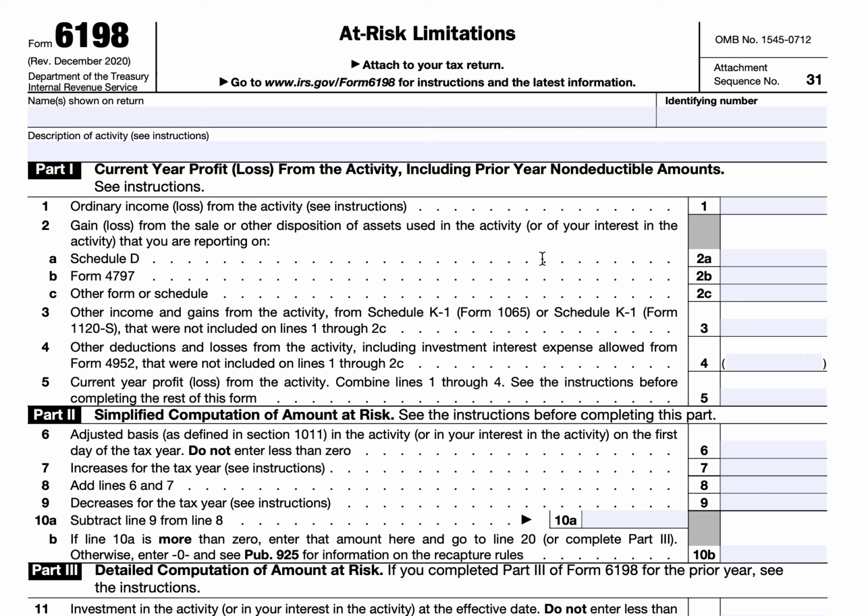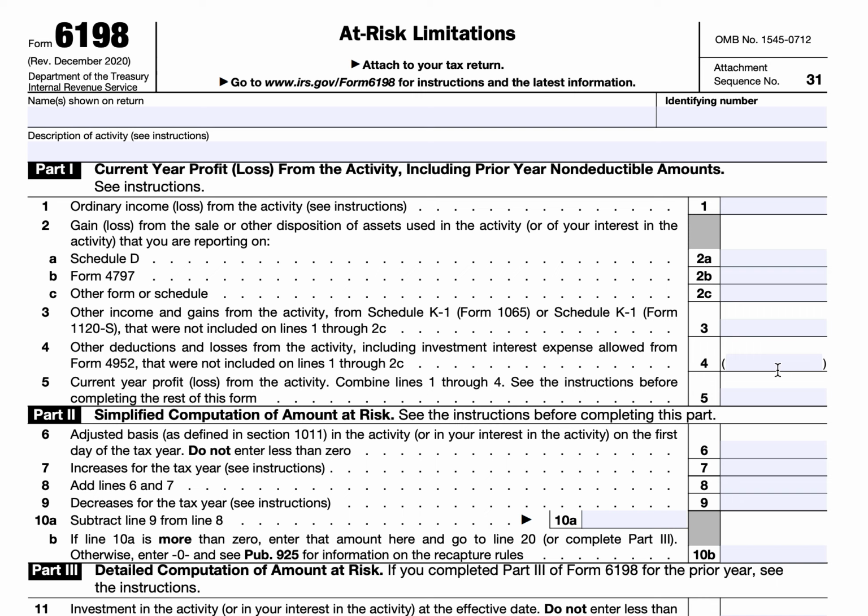If you filed Form 6198 for a prior tax year, then you would also include on line 4 any investment interest expense that was limited in the previous year because of the at-risk limitation rules that applied then. And then line 5, you'll combine lines 1 through 4. You'll notice that line 4 was a deduction. You'll enter that in parentheses, but you're going to add lines 1, 2, and 3, and then subtract line 4.